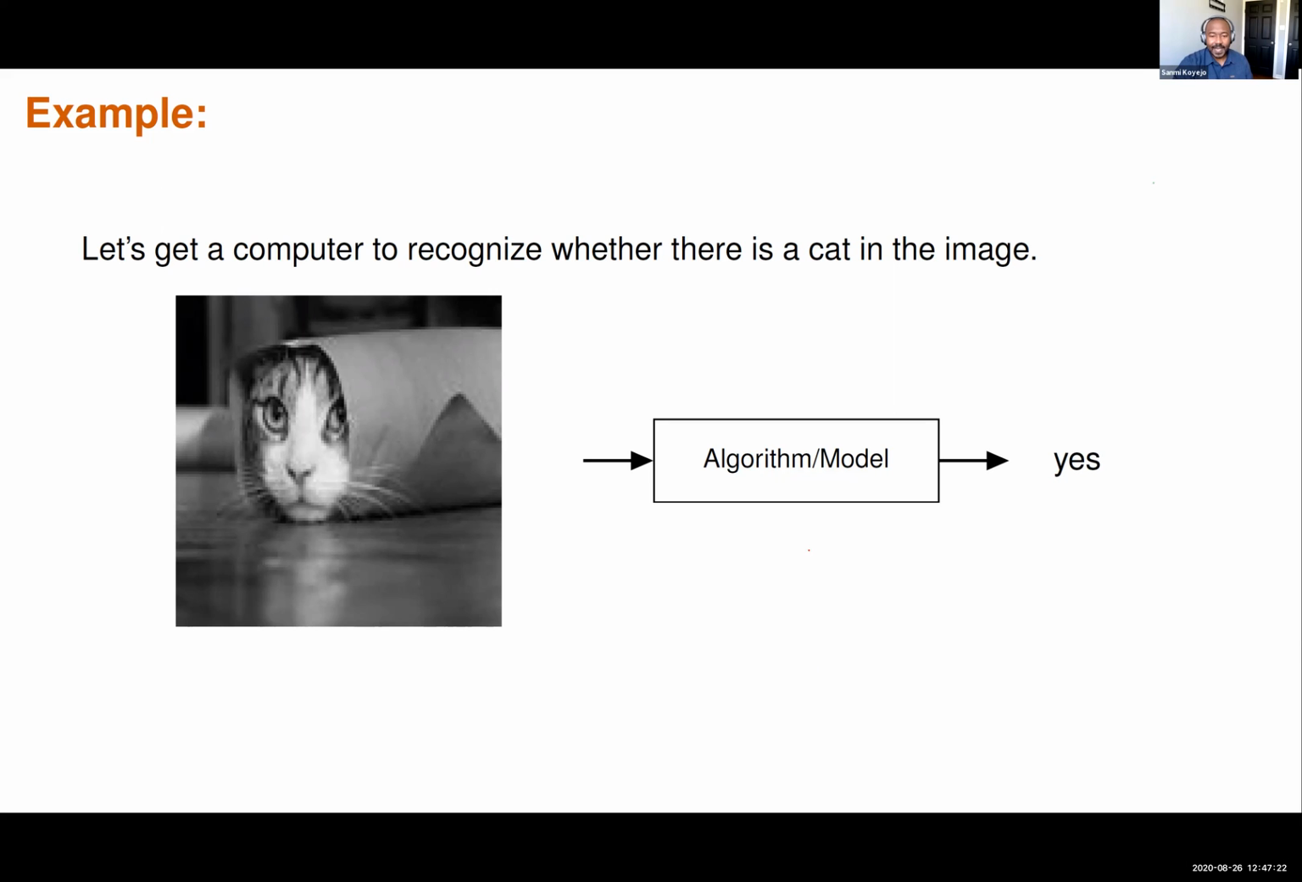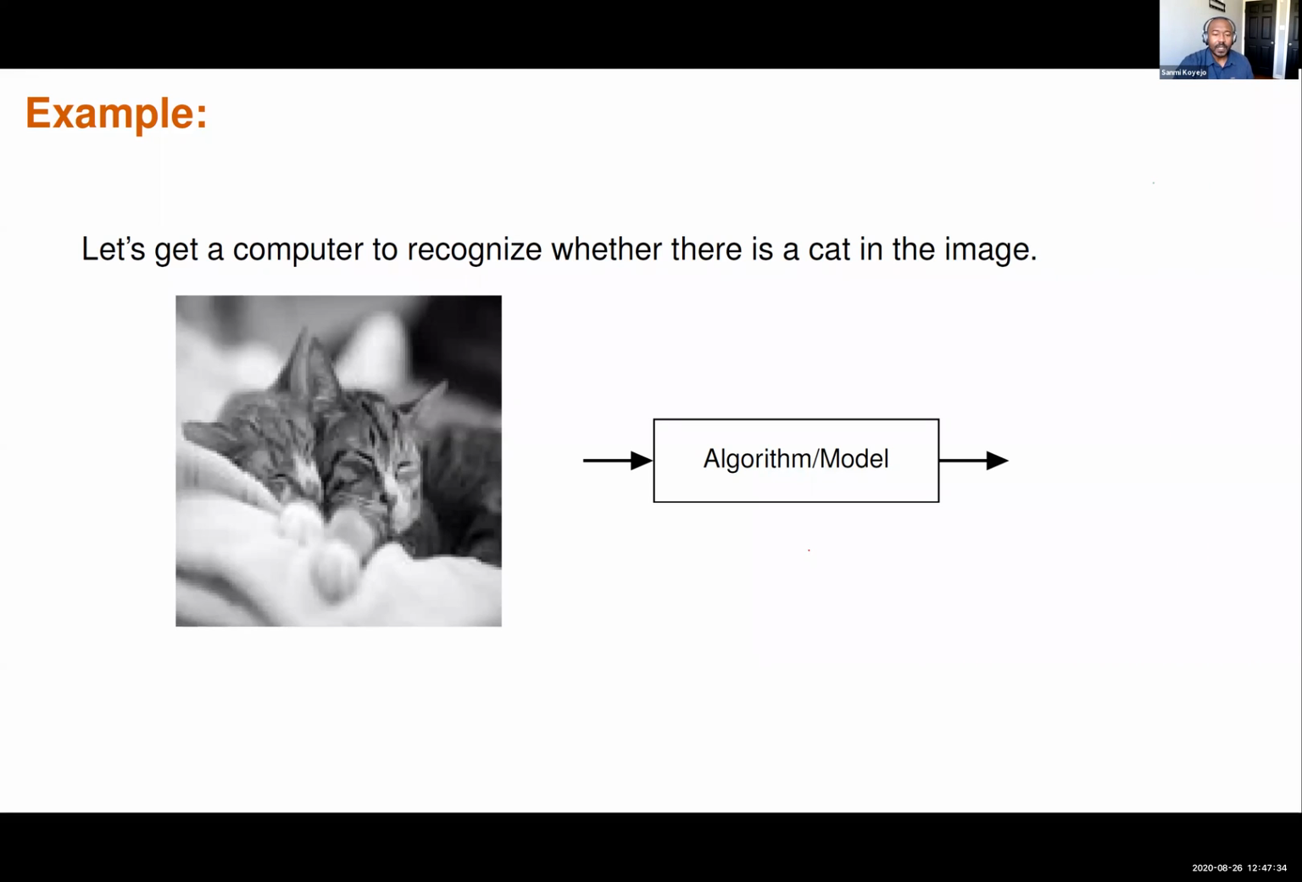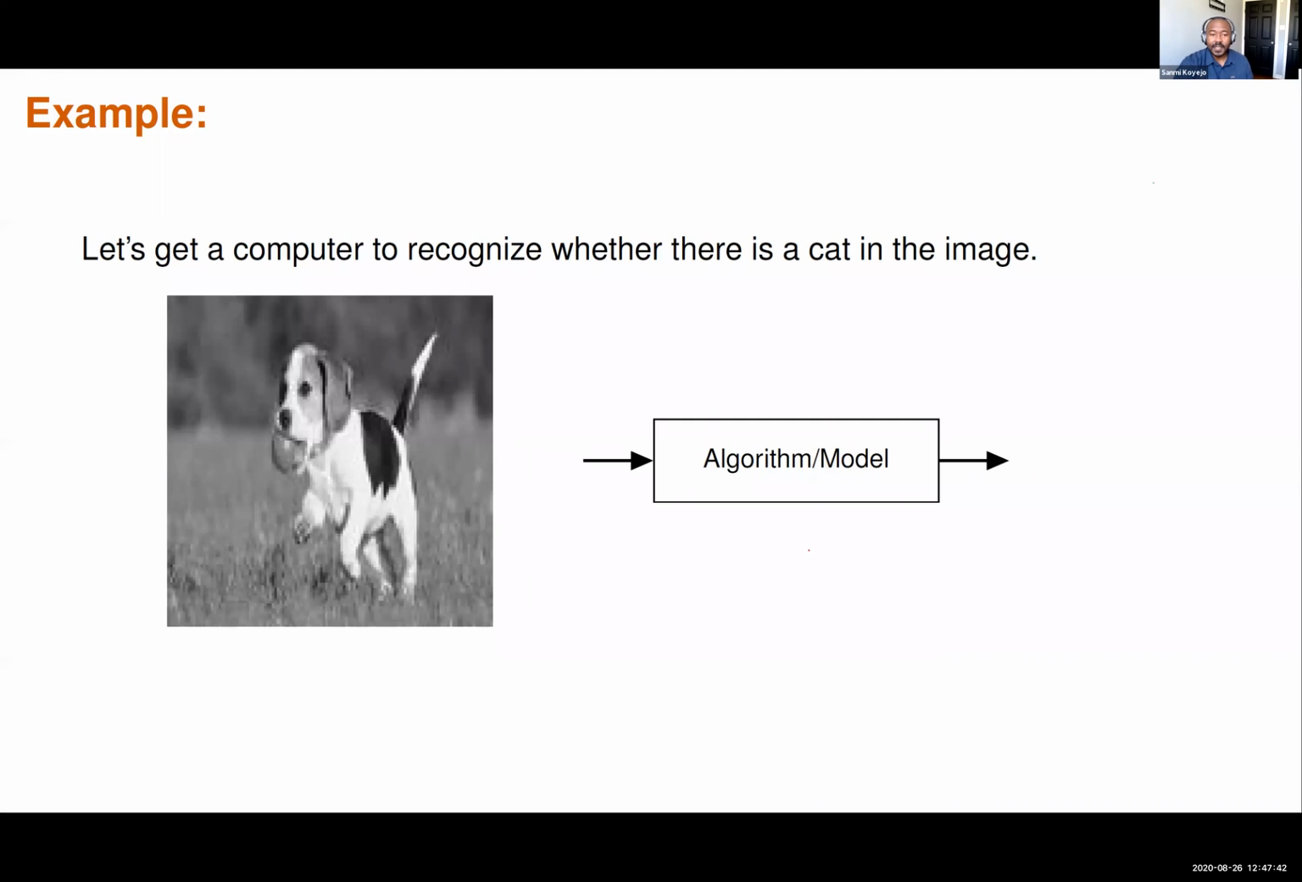If your task is to ask whether there's a cat in this image, I think hopefully most of you will agree that the answer is yes. And so this is a good answer for whatever algorithm, right now currently designed as a black box. Here's another image. Hopefully most of you will agree that this is also a cat. So the algorithm is working. And here's another image, and the algorithm should say no. So this is not a cat.